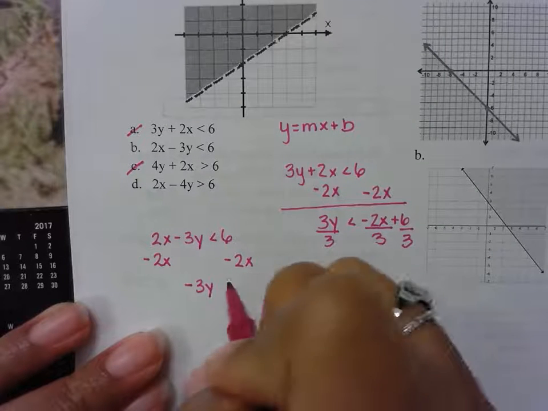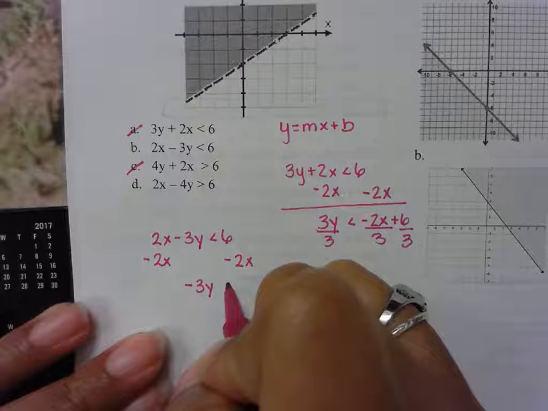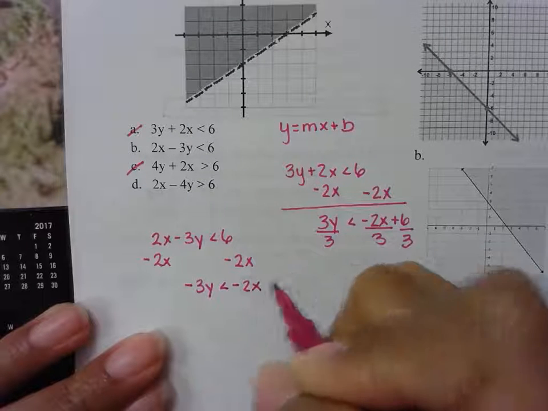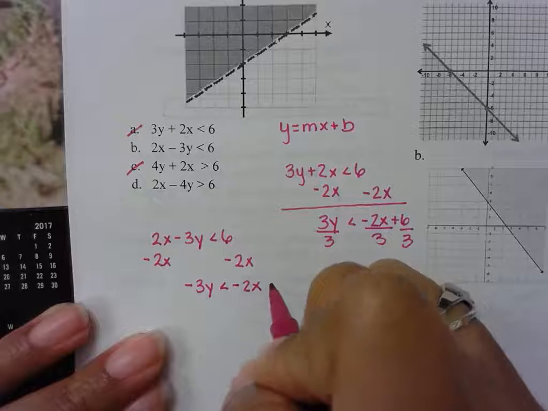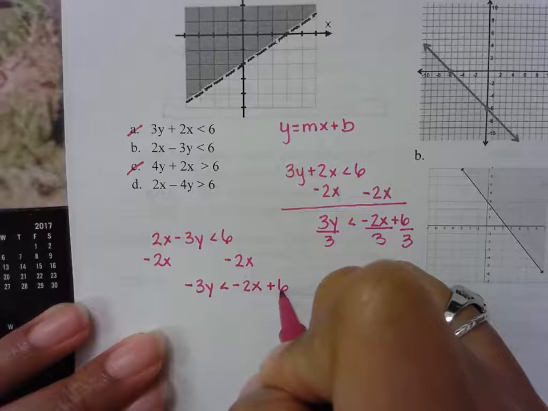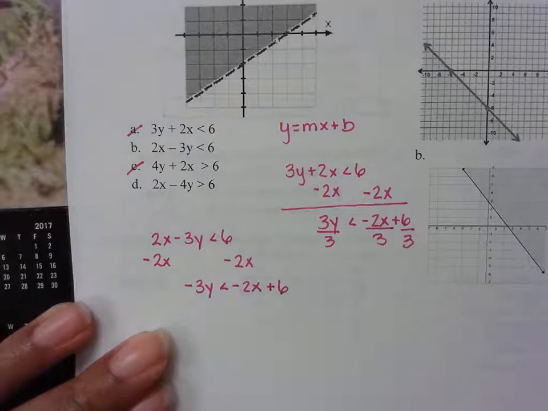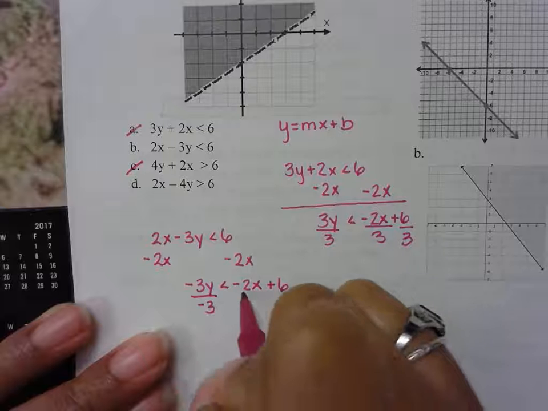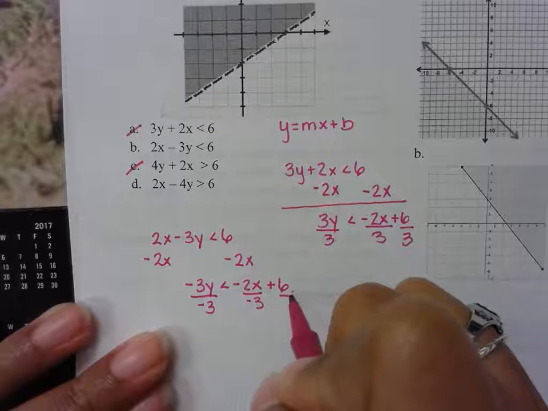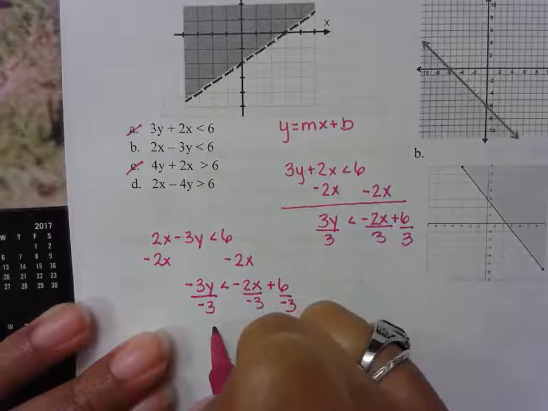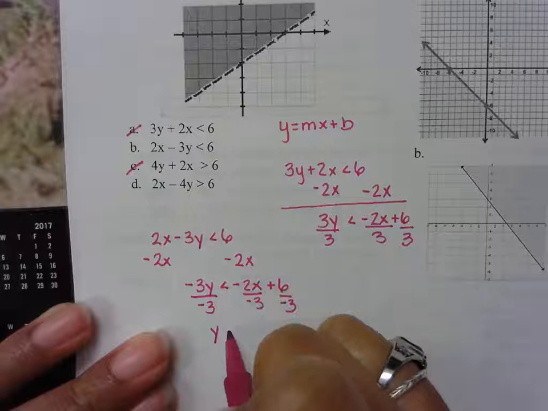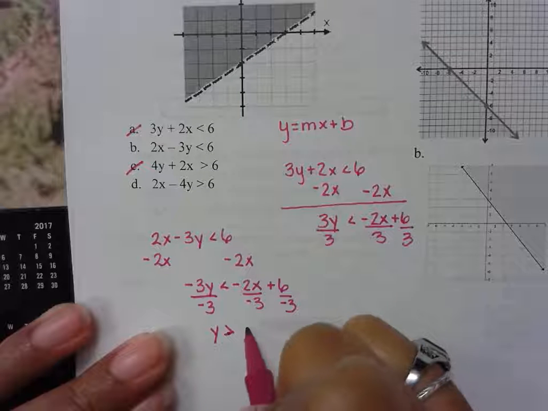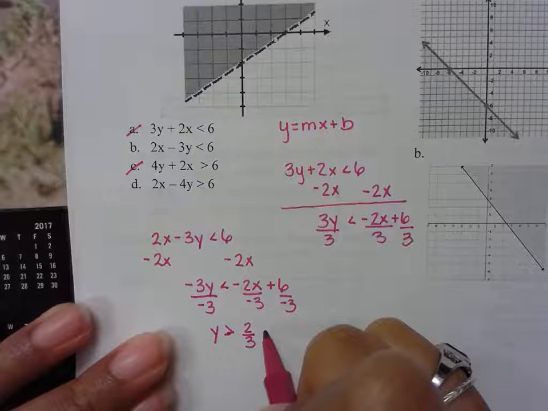So negative 3y is less than negative 2x plus 6. My next step is to divide by negative 3. So I have y, changing my sign, is greater than negative divided by negative is a positive, minus 2.